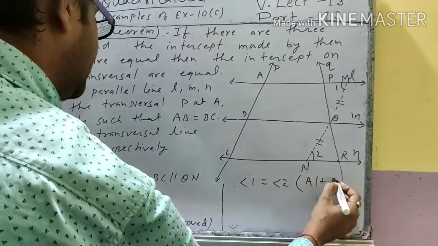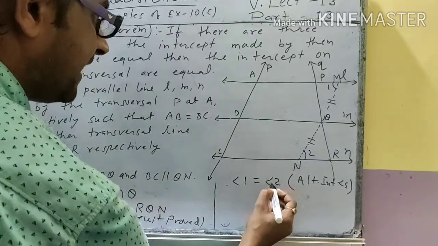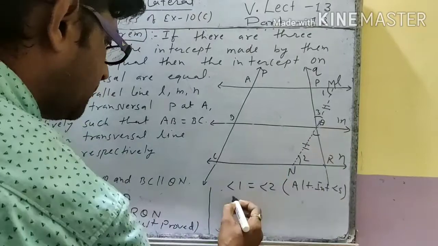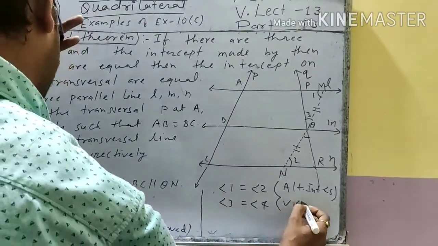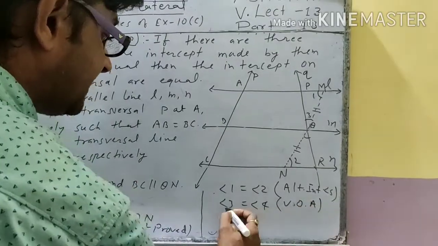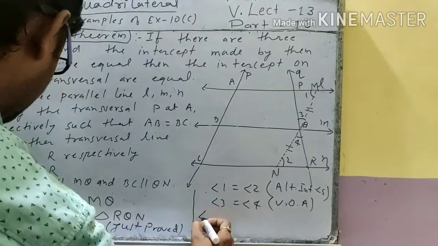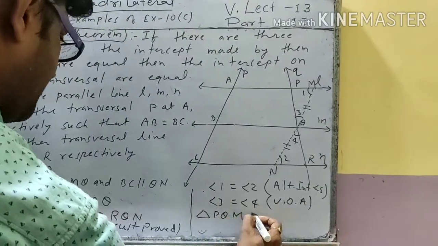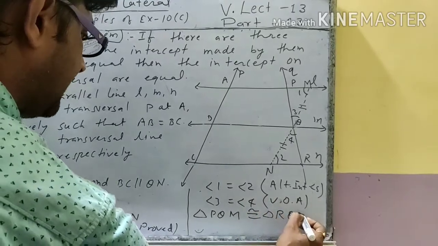Alternate interior angles. And the third information is angle 3 and angle 4. Angle 3 is equal to angle 4, by VOA, vertically opposite angles. So triangle PQM is congruent to triangle RQN.